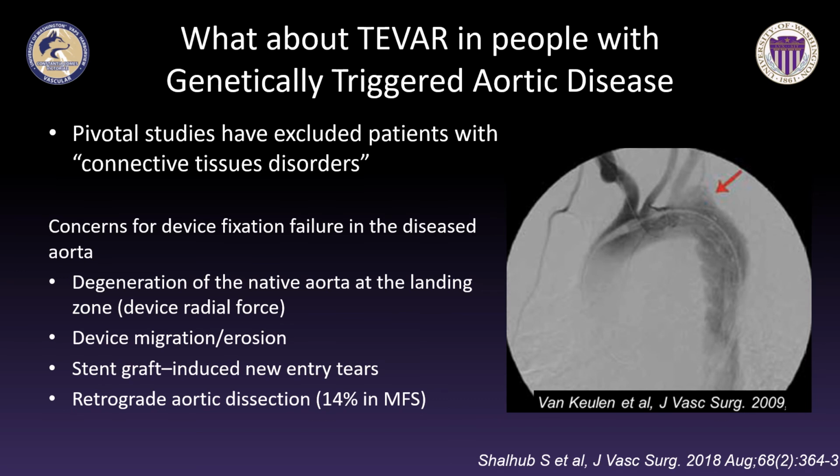At this point, some of you are wondering, well, what about TEVAR in people with genetically triggered aortopathies such as Marfan syndrome, Loeys-Dietz, and vascular Ehlers-Danlos syndrome? You are correct. This patient population has been excluded from the trials for TEVAR, predominantly because of our concern that the device will not fixate in the diseased aorta and will cause complications in the long run. That said, there are circumstances such as emergency circumstances with ruptures in which TEVARs are being used.